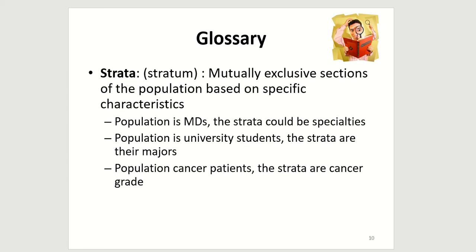University students come in according to their majors. A characteristic of university students is what they are studying, and therefore the stratification of university students is by their major. You also have an example here of a population of cancer patients. It could be like the grade of cancer, grade 1, grade 2, grade 3A, grade 3B, and then grade 4. It has to do with the characteristics of that population.